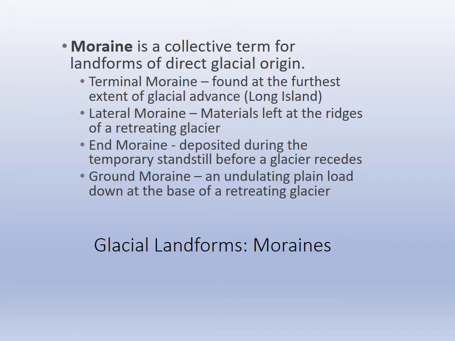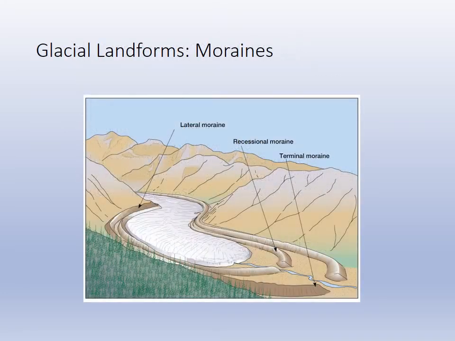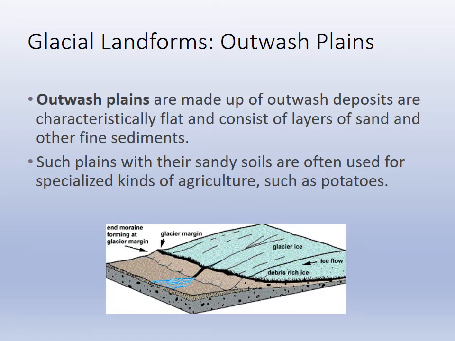And we mentioned before, the moraine is the collective term for glacial depositional landforms. This illustration shows you the different type of moraines. The outwash plain is caused by the melt water, and it is a flat area that has been scoured by water.